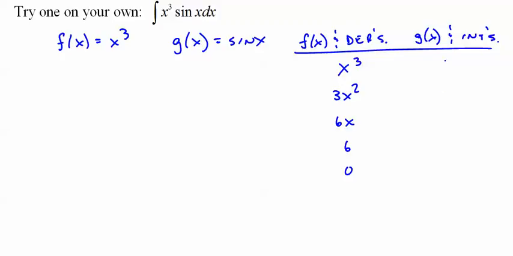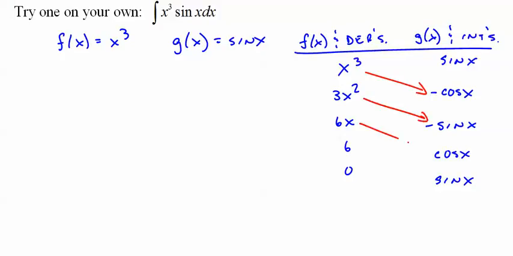The integral is a little bit trickier. Integral of sine of x is negative cosine of x. Integral of negative cosine of x is negative sine of x. Cosine of x, sine of x. And we go positive, negative, positive, negative.